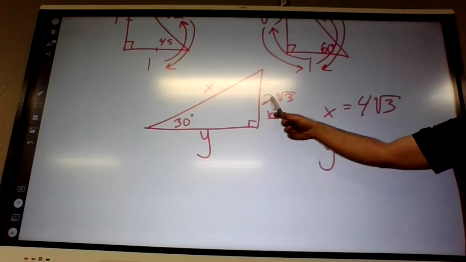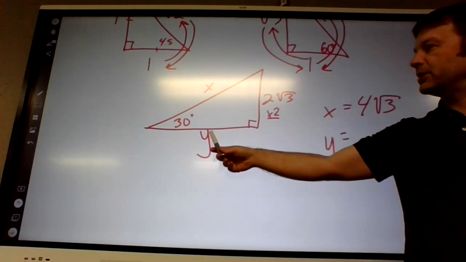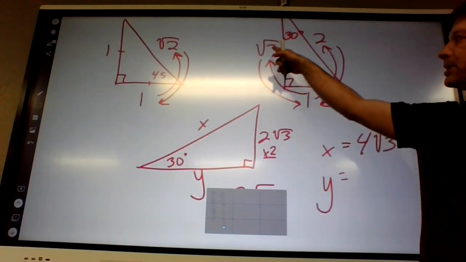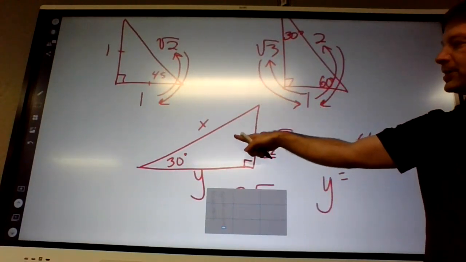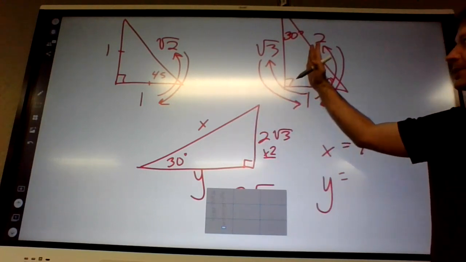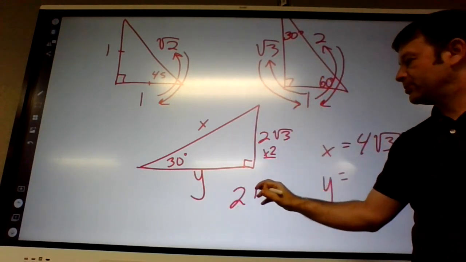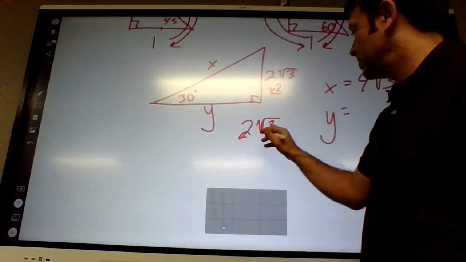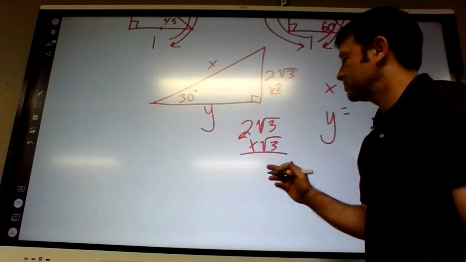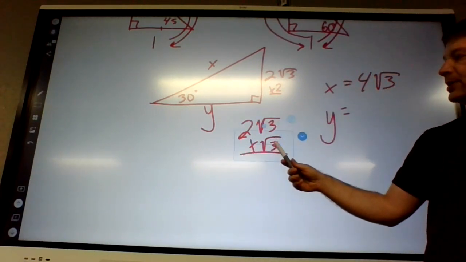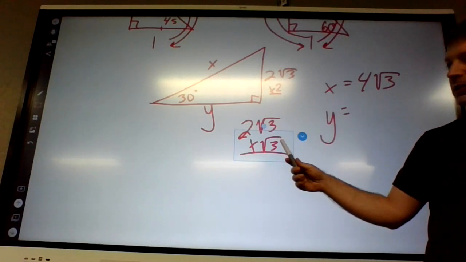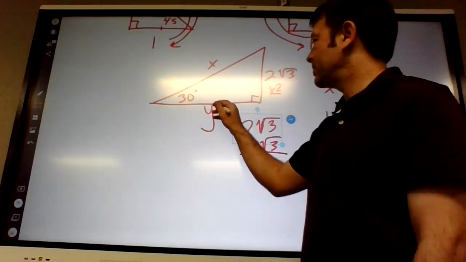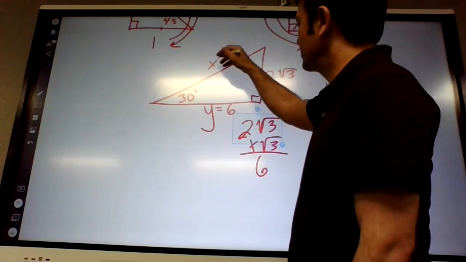How do we go from the short leg to the long leg? Right here, short leg to long leg. You see how these are the same? This one's lying down, this one's standing up. It's times square root of 3. What's 2 square root of 3 times square root of 3? Square root of 3 times square root of 3 is 3. Times 2 is 6. Okay, so that one is 6, and that one was 4 square root of 3.